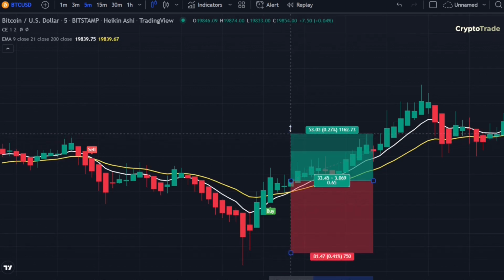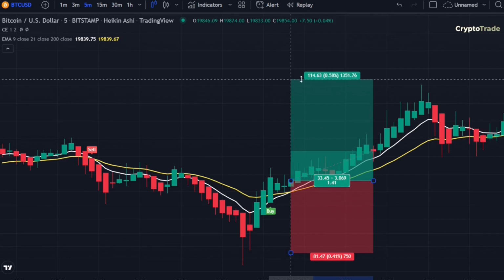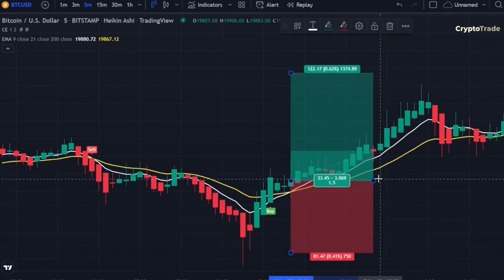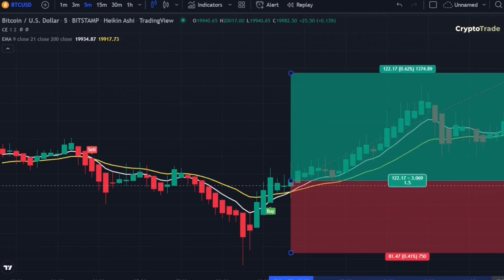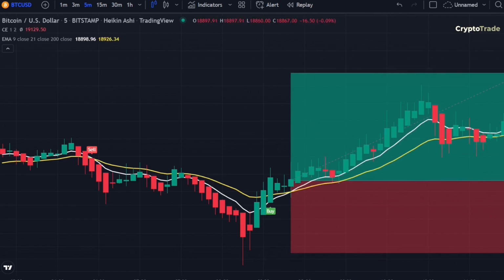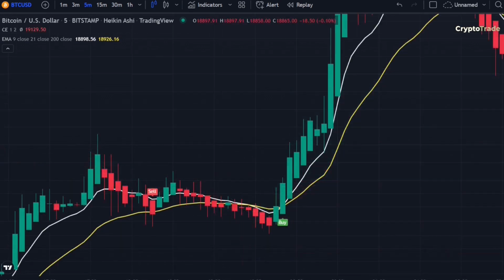The risk to reward ratio will be set to 1 to 1.5. The market has reached the target and the trade has been successfully closed with profit. Let's look for the next trade. The chandelier exit indicator gives a buy signal. The EMA white line is above the yellow line.